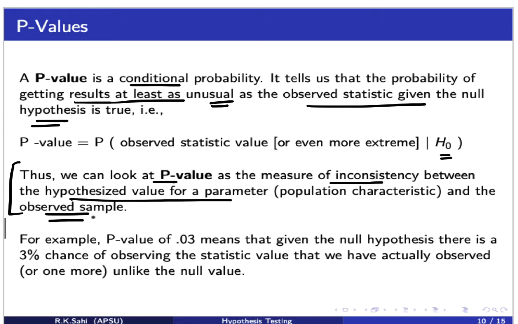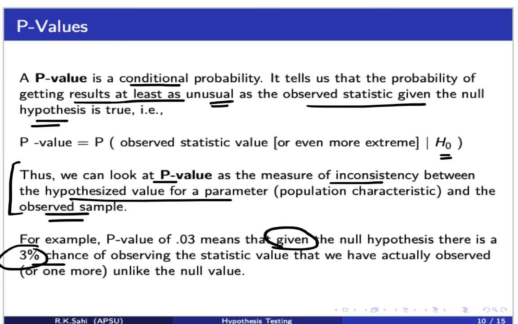For example, if I say the p-value is 0.03, that means 3%. Nah, it's not a big thing. It's not that far off. Given the null hypothesis, what this simply means is, you see the word given? Given, remember, means you will have a conditional. So given the null hypothesis, there is a 3% chance of observing the statistic value that we have actually observed, unlike the null value. 3% is okay. 3% is not that bad.